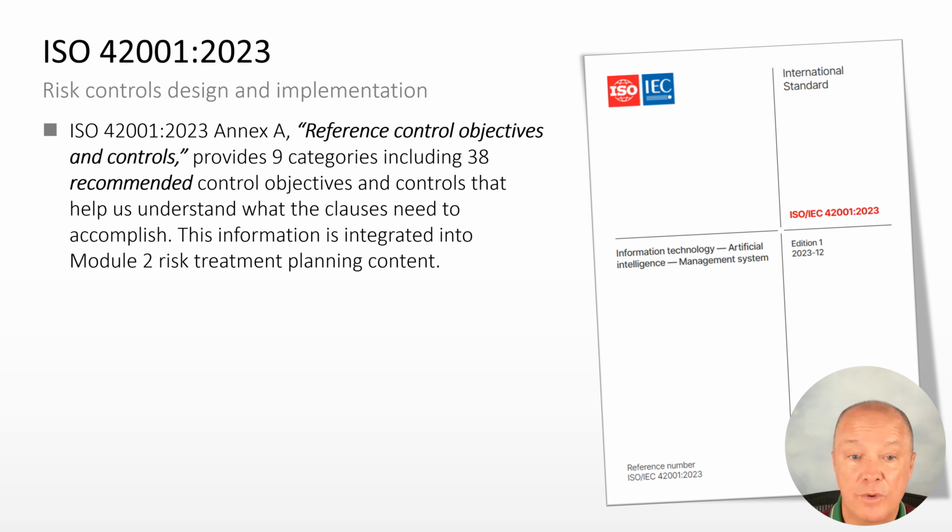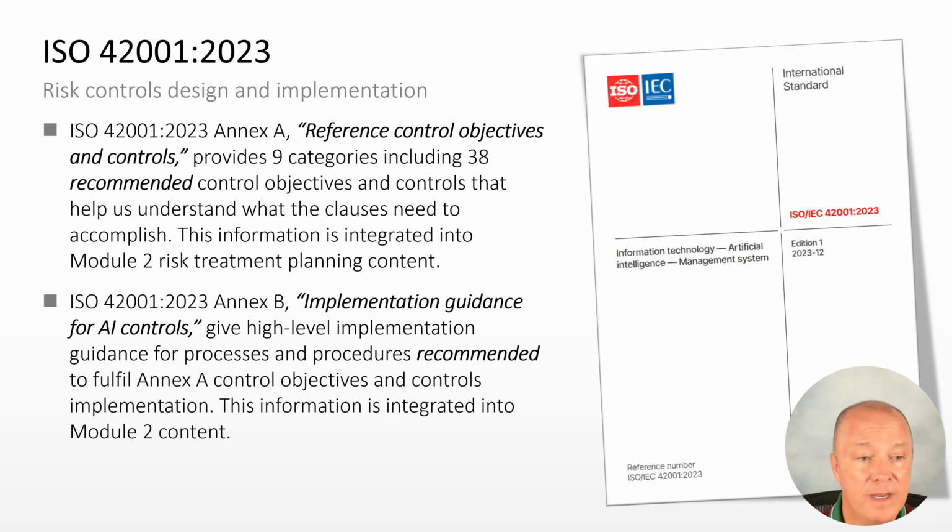This information, of course, is integrated into our Module 2, where we address risk treatment planning content. And then in ISO 42001, Annex B, we actually get further guidance on implementation guidance for processes and procedures that support achieving Annex A objectives and controls. This information is also integrated into Module 2 content.